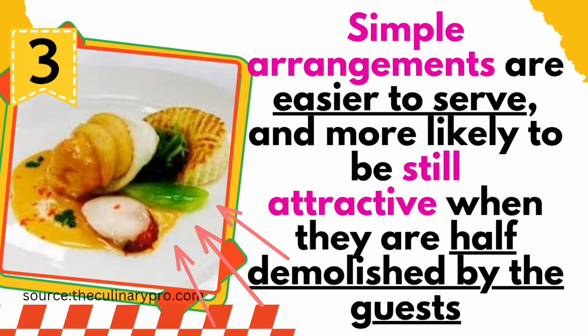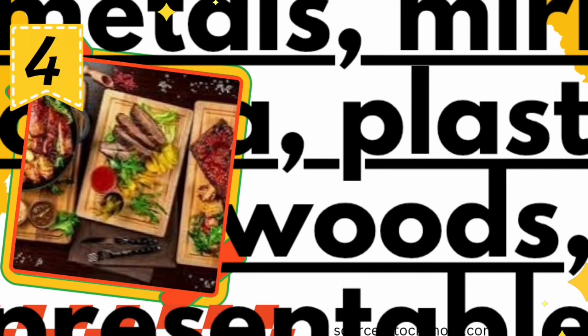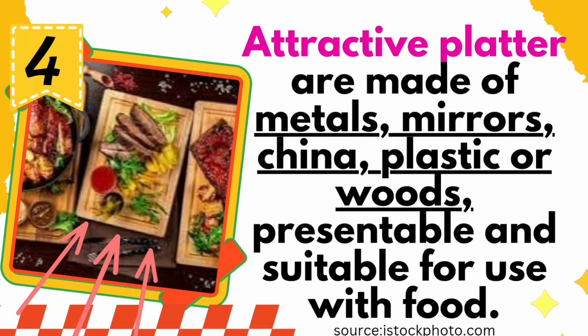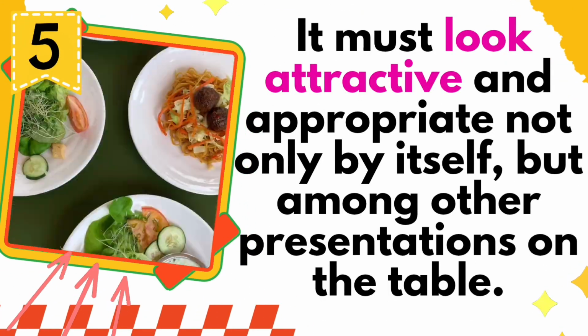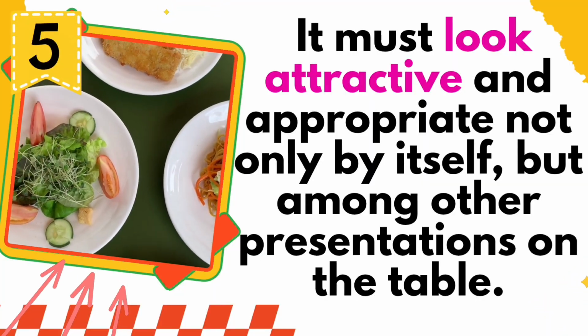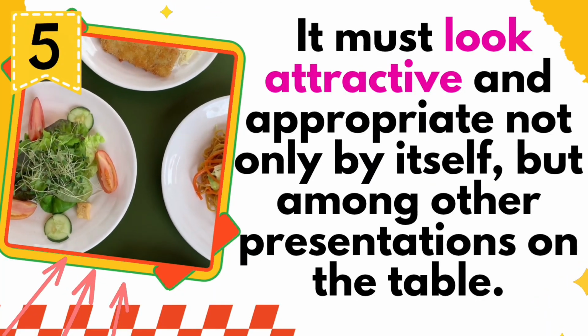3. Simple arrangements are easier to serve and more likely to be still attractive when they are half demolished by the guest. 4. Attractive platters are made of metals, mirrors, chinaware, plastic, or woods presentable and suitable for use with food. 5. It must look attractive and appropriate not only by itself, but among other presentations on the table.